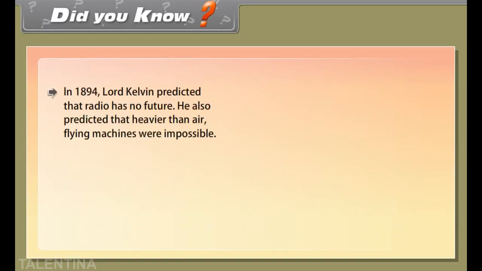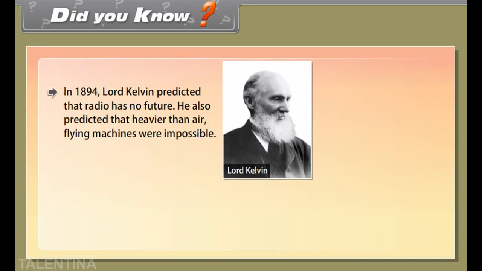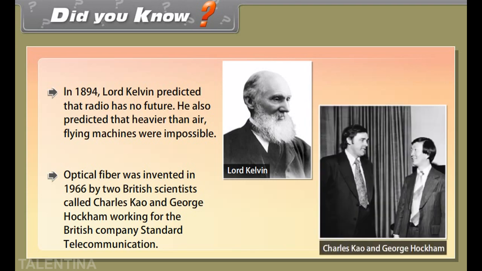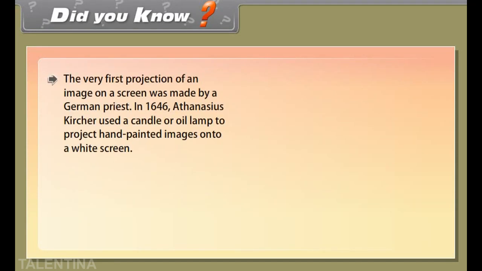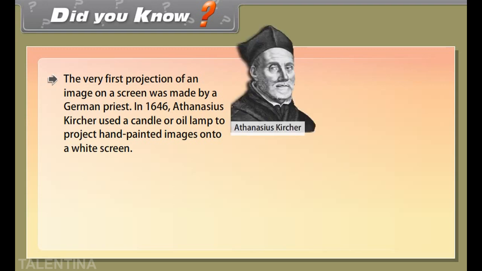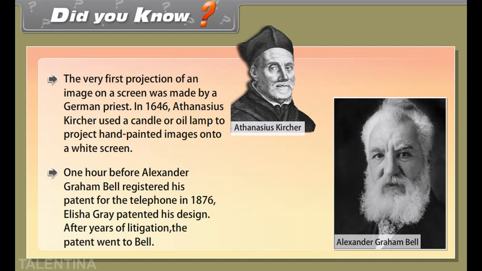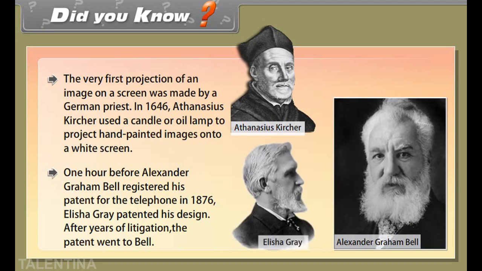Did you know? In 1894, Lord Kelvin predicted that radio has no future. He also predicted that heavier-than-air flying machines were impossible. Optical fiber was invented in 1966 by two British scientists called Charles Kao and George Hockham, working for the British company Standard Telecommunications. The very first projection of an image on a screen was made by a German priest. In 1646, Athanasius Kircher used a candle or oil lamp to project hand-painted images onto a white screen. One hour before Alexander Graham Bell registered his patent for the telephone in 1876, Elisha Gray patented his design. After years of litigation, the patent went to Bell.